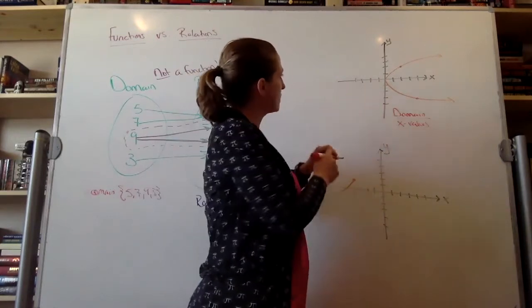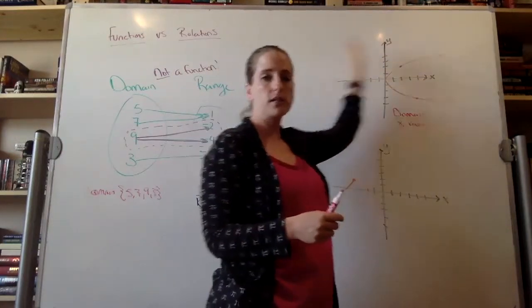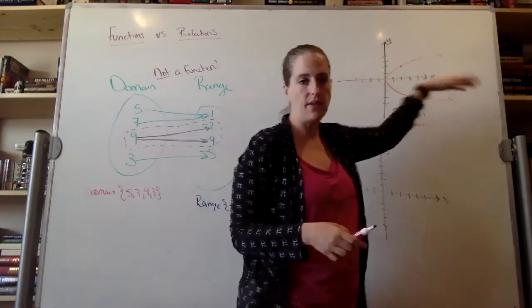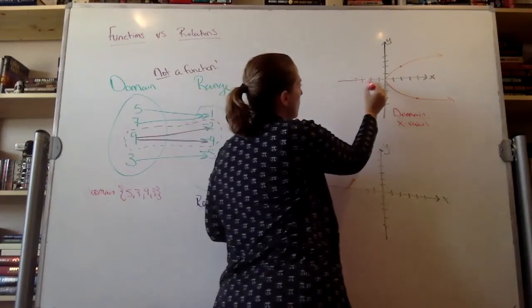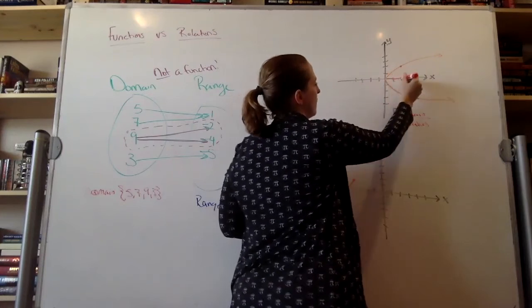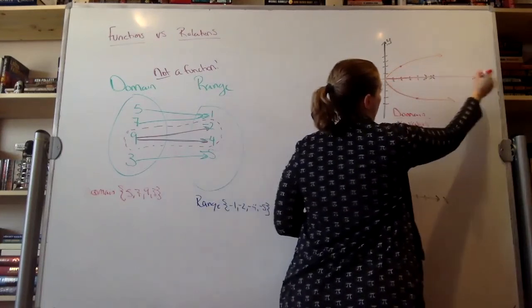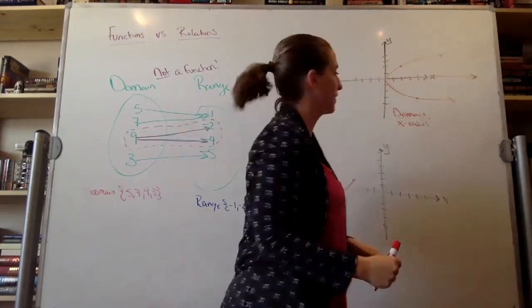So where does our domain start? With domain, we're going to work from left to right, or smallest to largest, negative to positive, however you want to think about that. So I'm going to think, okay, I don't have any domain over here. Where do I start having x values? Well, I start having x values right here, and I continue having x values forever, right? Because that's what these arrows mean. These arrows mean that this graph continues on forever, okay?